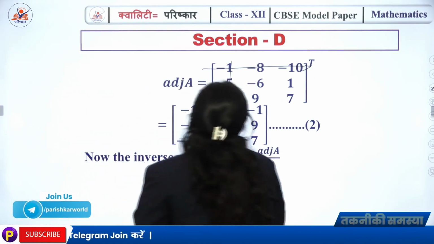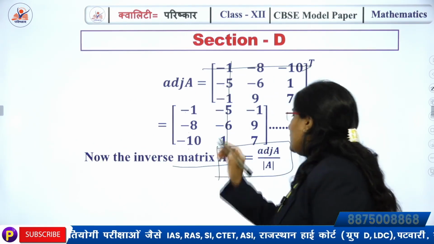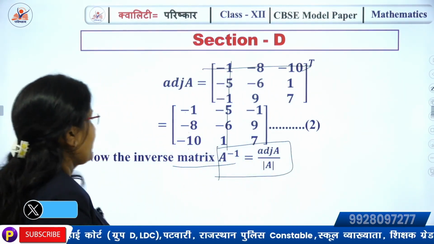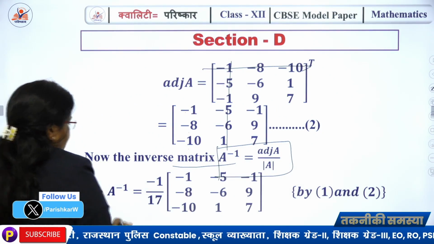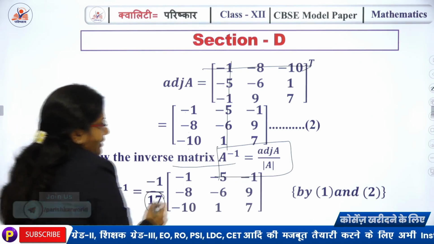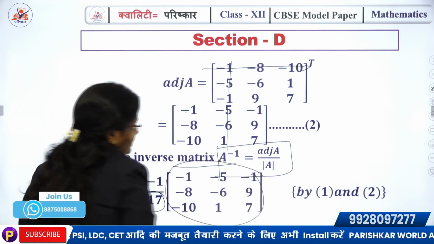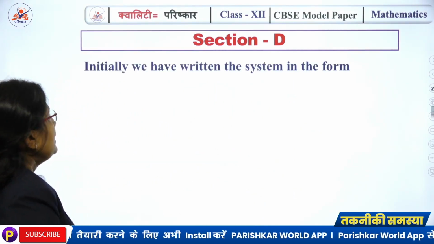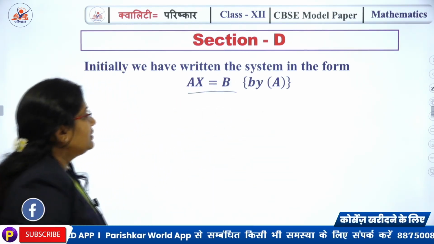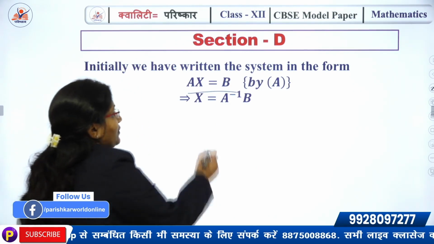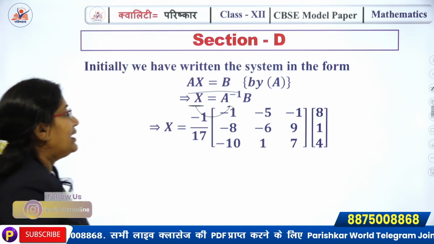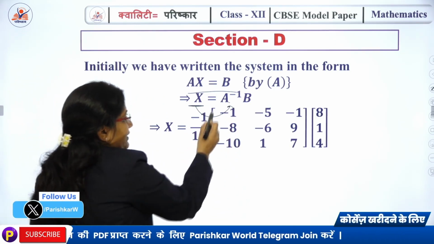Now the inverse matrix A inverse is given by, students, you know the value of A inverse is equal to adjoint of A upon determinant of A. Put the value of determinant A, which is minus 17. Then A inverse is equal to minus 1 upon 17 times the adjoint A. Initially we have written the system in the form AX equal to B. Then we can find the value of X in the form A inverse B. We have already calculated the value of A inverse as minus 1 upon 17 and this matrix.